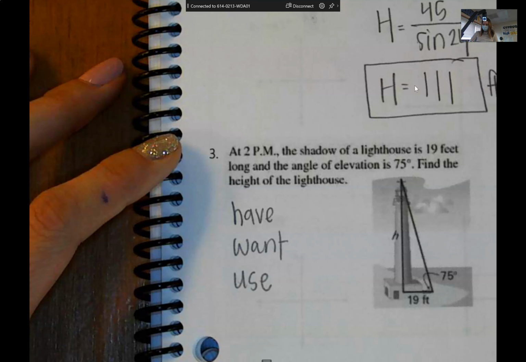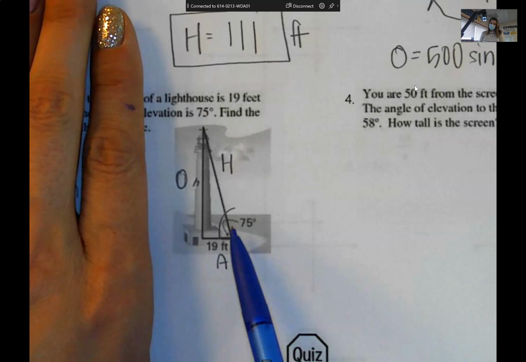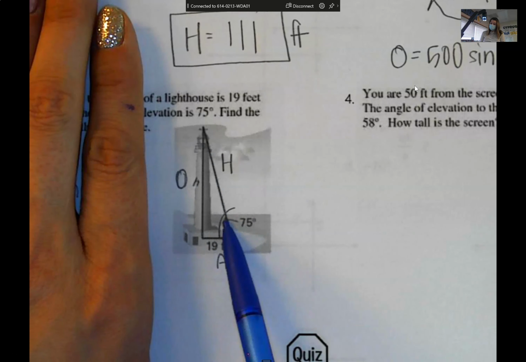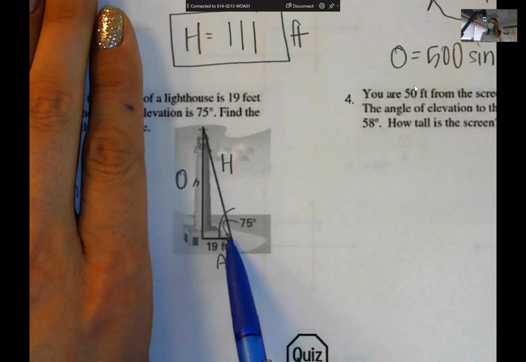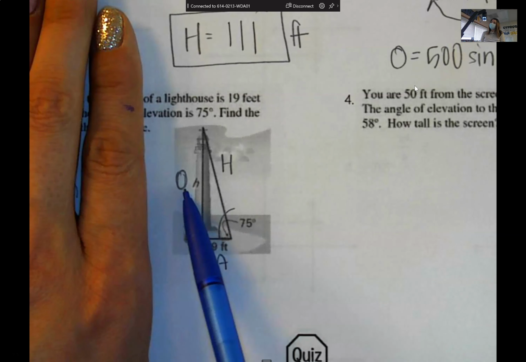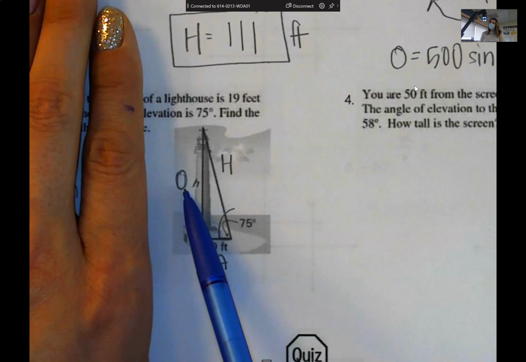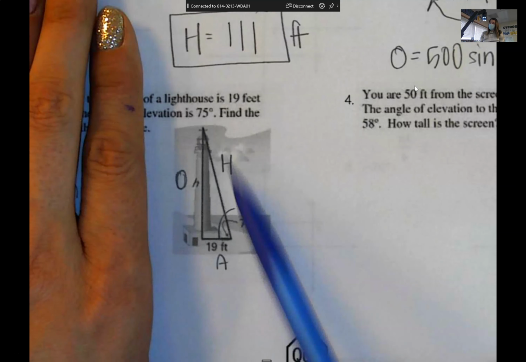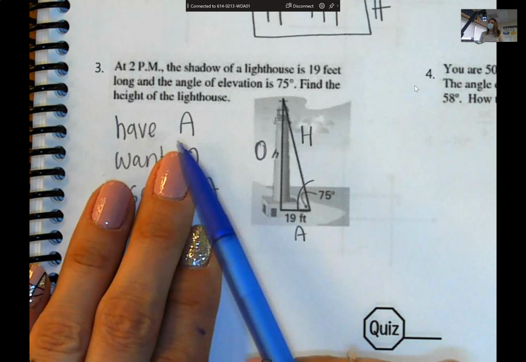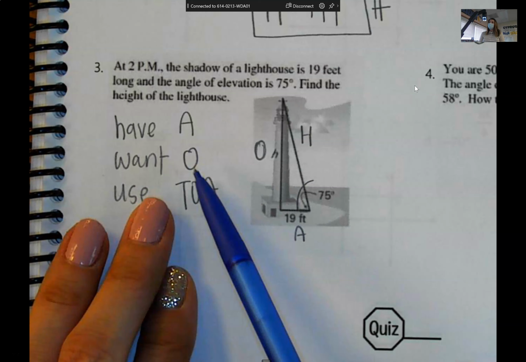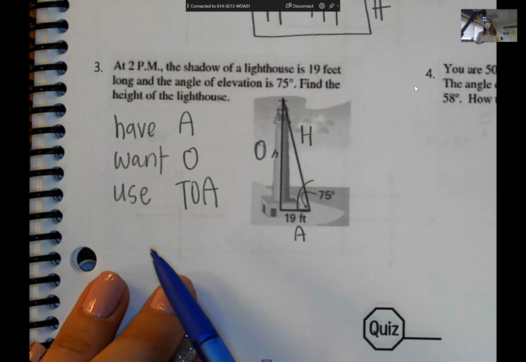Okay, so this time we have an angle of elevation. I know that because my hypotenuse is going up from this angle. Based off of this 75-degree angle, my height is the opposite side. The hypotenuse is the diagonal, and then the bottom of my triangle is adjacent. So I have A, I want O, so I need to use TOA.